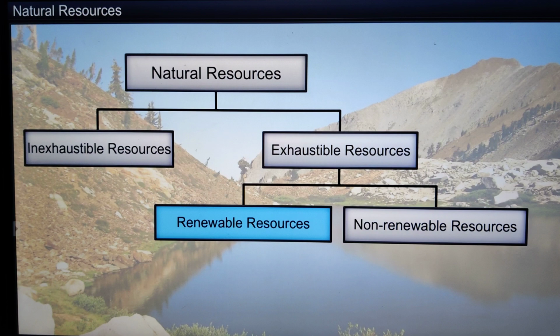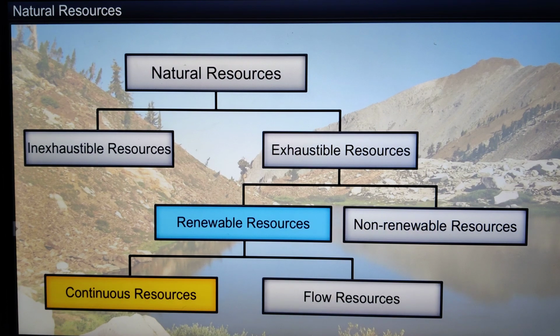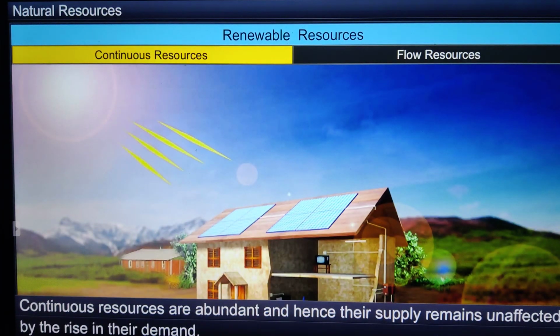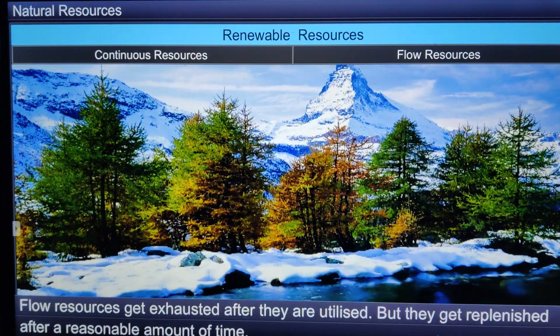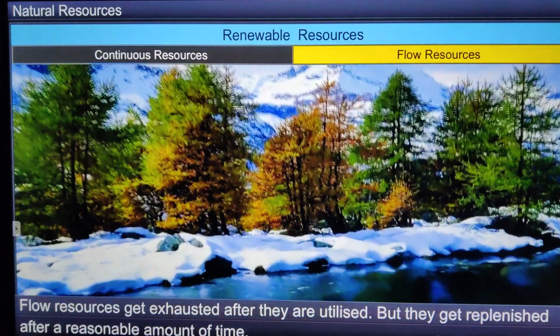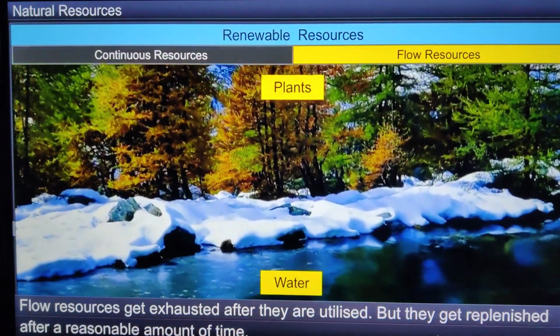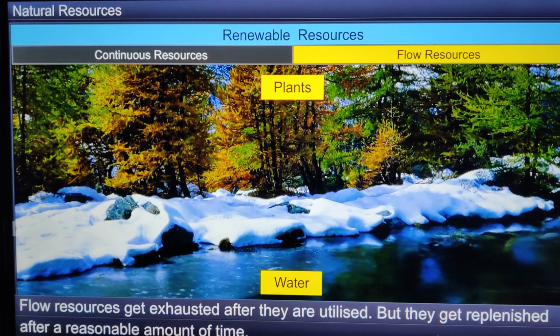Renewable resources, for instance, are classified into continuous and flow resources. Continuous resources, such as air and the sun's energy, are abundant and hence their supply remains unaffected by the rise in their demand. On the other hand, flow resources such as water and plants get exhausted after they are utilized, but also get replenished after a reasonable amount of time.